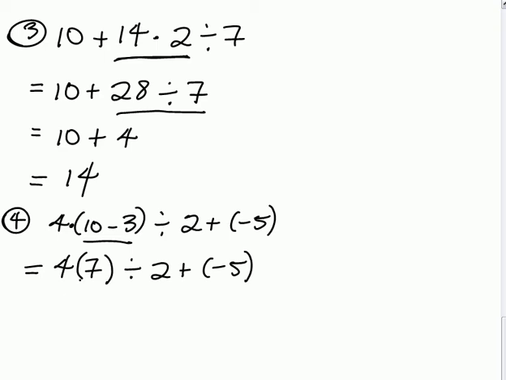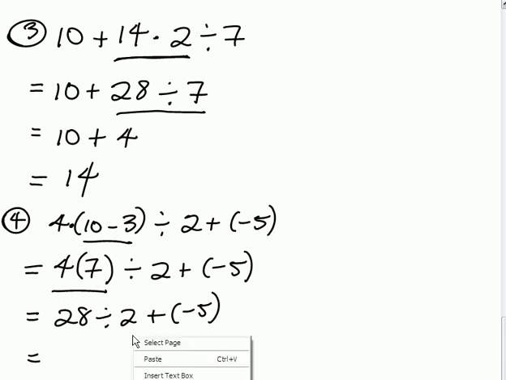Okay, next step. We've got multiplication, division, and addition. What happens first? Well, yep, we're going to do the multiplication. Multiply that out. Write everything else again. Okay, I think we're ready to divide.